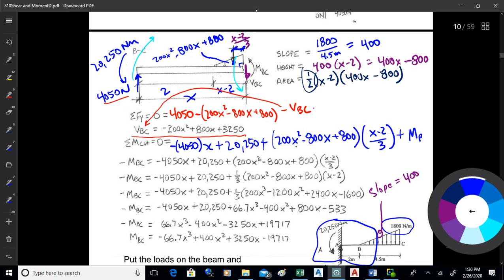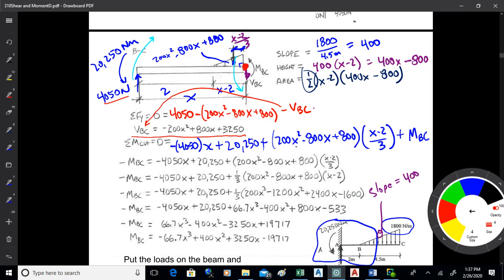And then I'll add in the couple at the end there. Okay, so I've got everything lined out. I've got the 4050 moment arm of x, because what I'm doing here is taking moments about the cut. And the cut is right there. That's where I cut the beam.